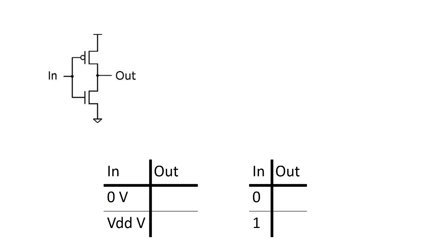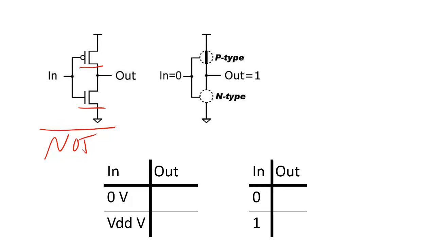The amazing thing is that we can use just PMOS and NMOS transistors to create any circuit. And so here we have a NOT gate, and we'll show you how this works. If we have an input of 0, our P-type is going to become a short and directly connect the output to VDD. So when our input is 0 volts, our output is going to have VDD volts, which is a logical 1.